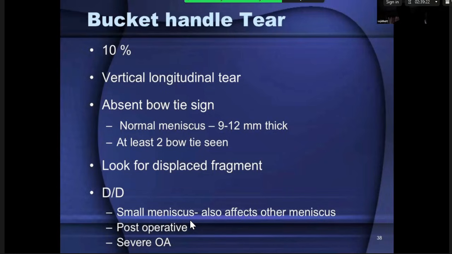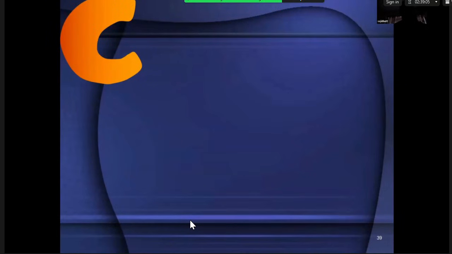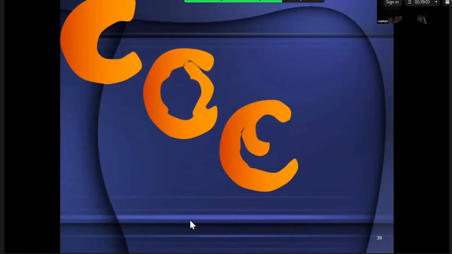The differential diagnosis is between a small meniscus, which also affects other menisci, patients who have had previous surgery and have had a meniscectomy, or patients who have severe osteoarthritis in which the meniscus is completely absent or is markedly atrophic. So a bucket handle tear can have just a displaced meniscal fragment within the intercondylar notch, or it can just curl up on one side.